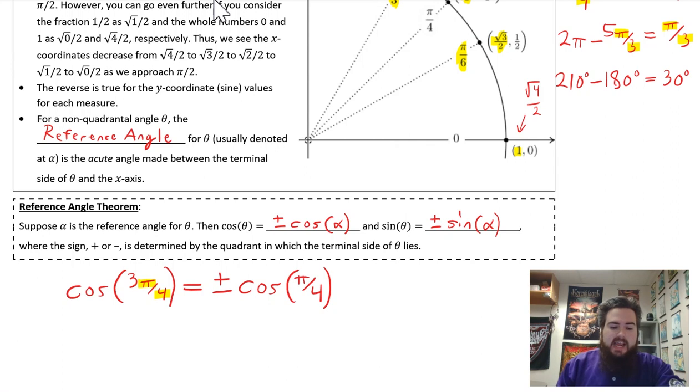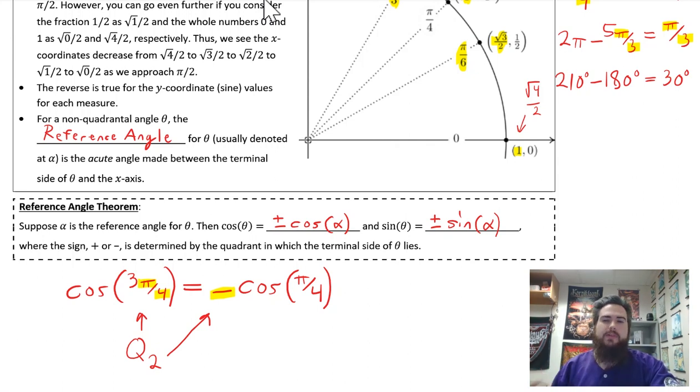Plus or minus in this case, however, is determined based on what quadrant you are located in. With cosine of 3 pi over 4, it's either going to be positive or negative cosine of pi over 4, and the positive or negative will be determined based on the quadrant. In this case, 3 pi over 4 is in quadrant 2, and in quadrant 2, cosine, or the x-coordinate, is negative. So, because we're in quadrant 2, this is going to be negative cosine of pi over 4, not positive.